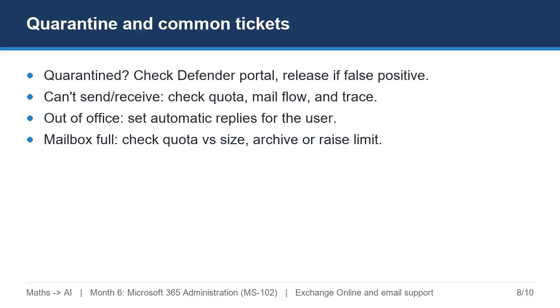If a trace comes back quarantined, head to the Microsoft Defender portal, review the message, and release it if it's a false positive. The other tickets cluster into a few patterns. Can't send or receive? Check the quota, the mail flow, and run a trace. Out-of-office requests just need automatic replies set. And mailbox full means the storage quota is hit, so you check size against the limit, then clear large items, enable archiving, or raise the quota.